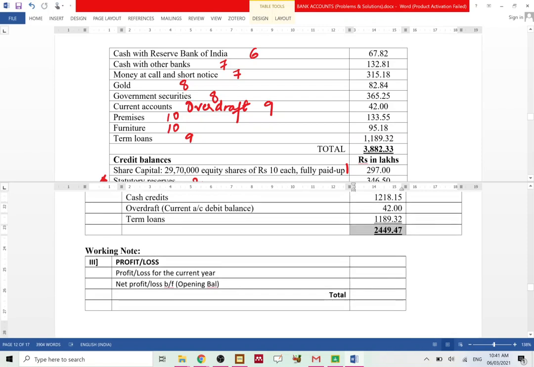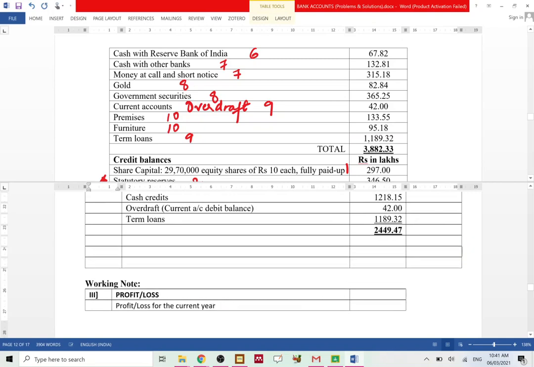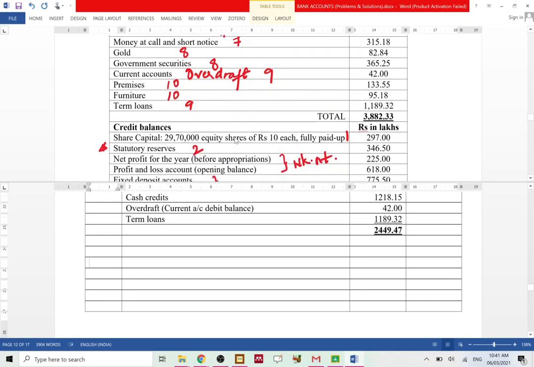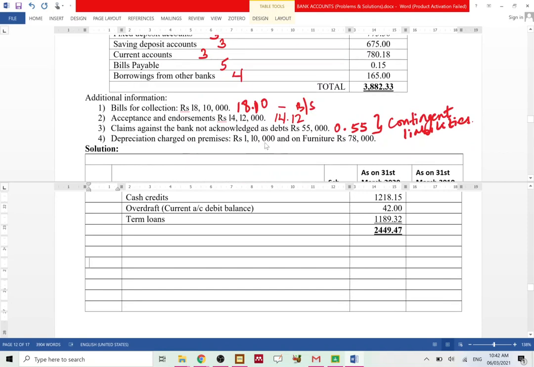So that is up to advances. The next schedule that we have is schedule 10, and schedule 10 is for fixed assets. Now in case of fixed assets, you are also given some adjustments. They're talking about depreciation that is charged on the premises over here. Now this depreciation is just like an additional information that is given to you.